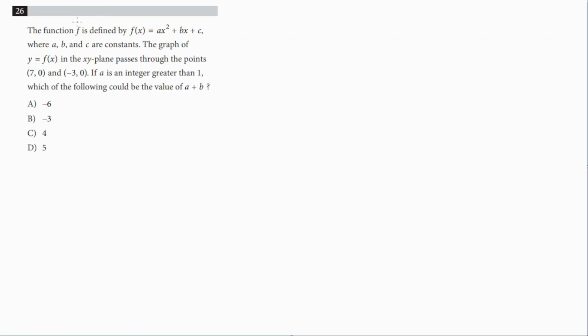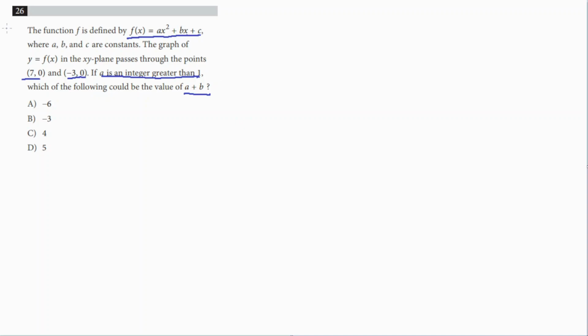To start this problem, I would just look at the key info that's given to you. So we're dealing with a quadratic in standard form. We got some key points that are given. Whenever you're given points, you should think, oh, I can plug that in to whatever function they're giving us. So we can put that in here. And then we want to find a, which is an integer greater than 1, and then we want to find a plus b. So that's some key info given in this problem. And then from there, we can just kind of work it out.